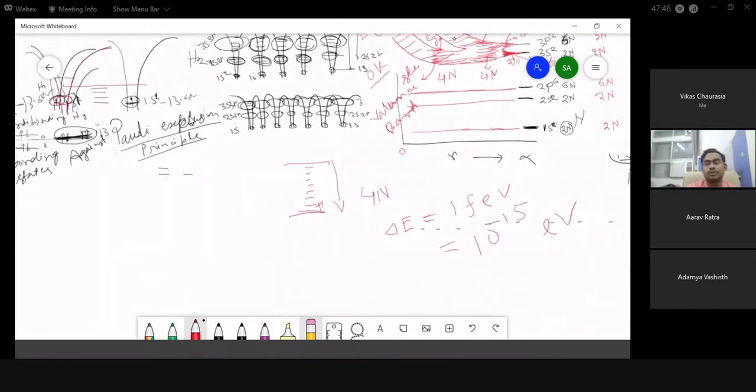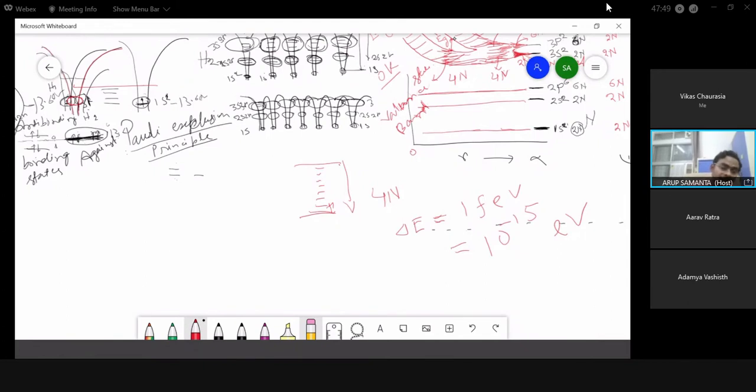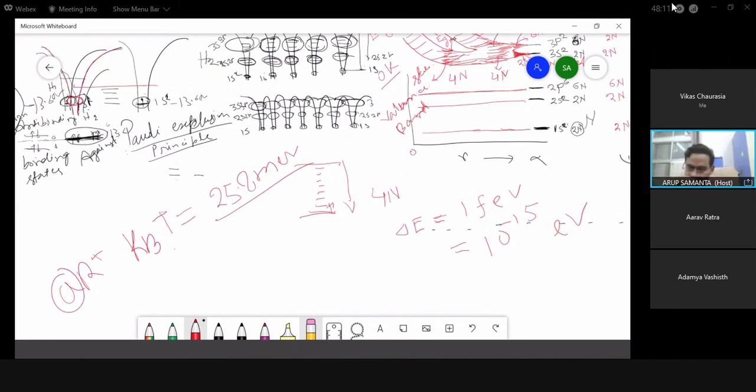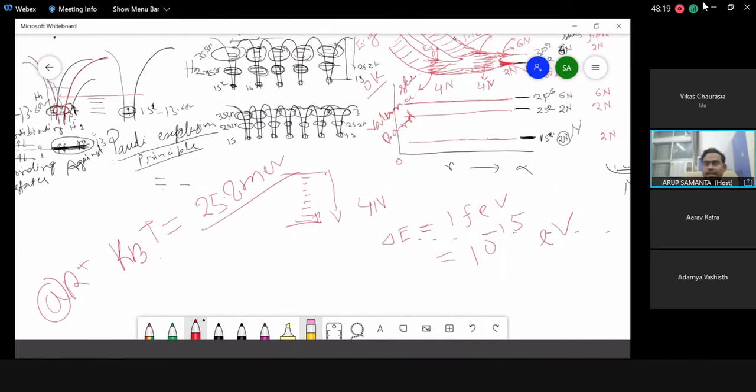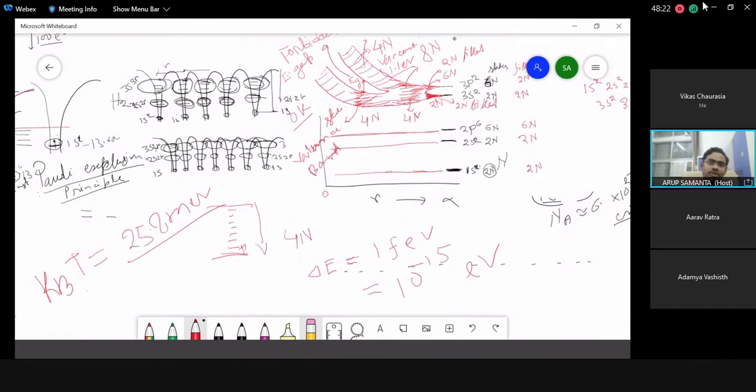Now consider another important thing. If we measure the thermal energy, the room temperature energy, at 300 Kelvin it is 25.8 milli electron-volt. So the room temperature energy is far, far higher than this discrete energy level spacing. That means if an electron is somehow there, it can cross this order of magnitude anyhow.